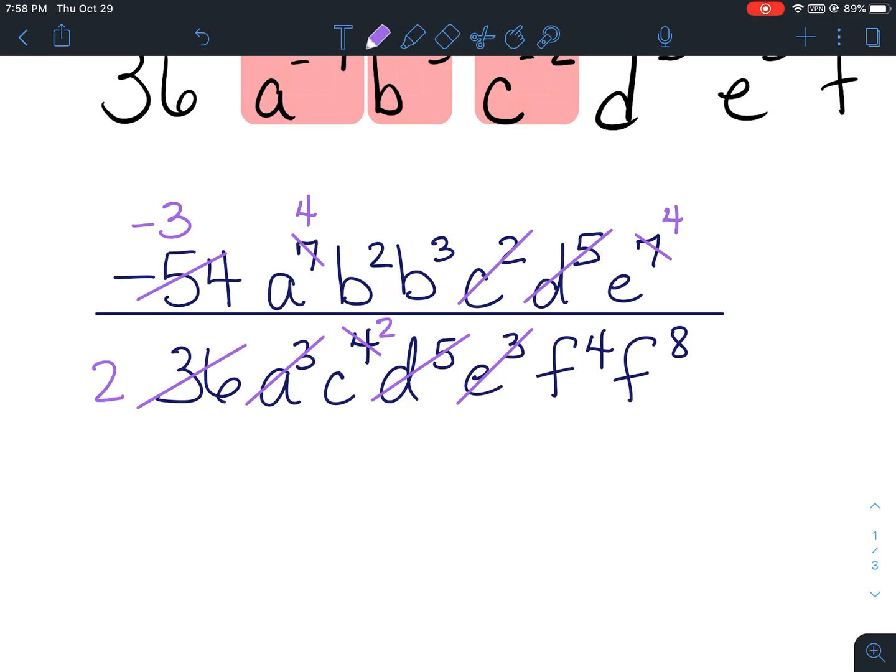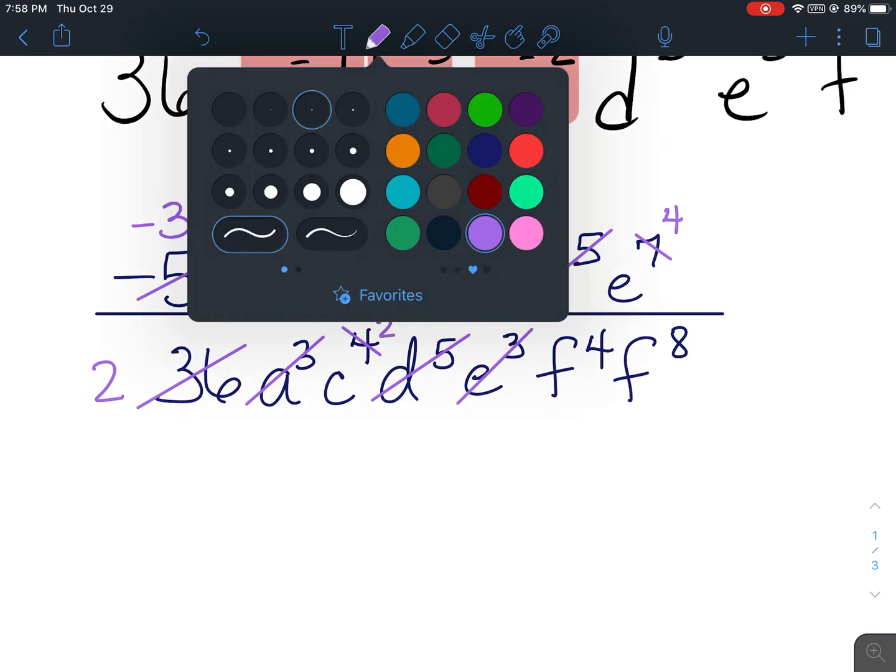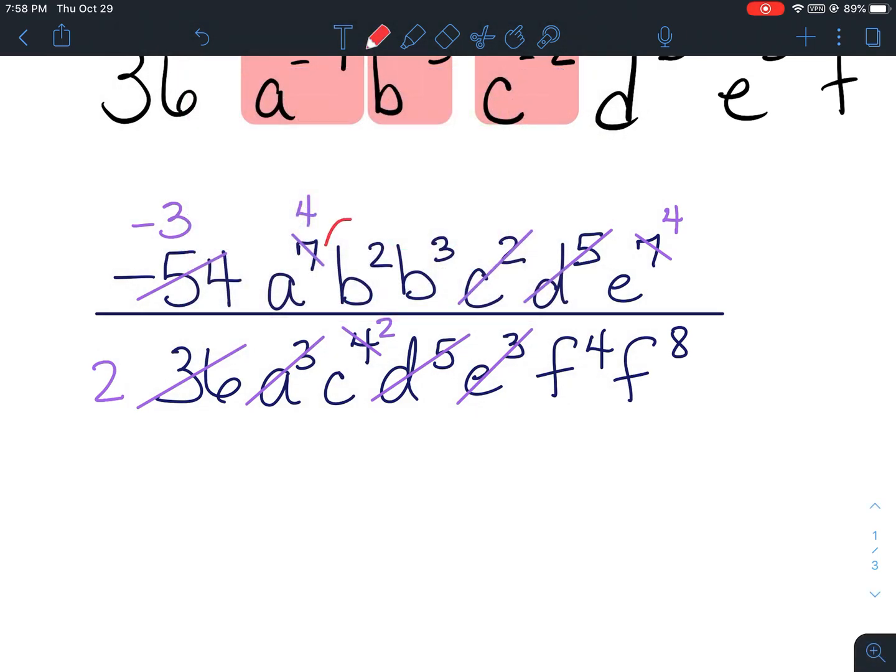Now notice I didn't do anything with my b terms and my f terms. Well, with both b's in the numerator and then both f's in the denominator, this is no longer division. Because b to the second and b to the third is in the numerator, that is actually multiplication. And when you multiply, you add the exponents. So this is going to become b to the 2 plus 3 is 5. And down here, f to the fourth and f to the eighth is multiplication. So I'm going to add those exponents to get f to the 12th.